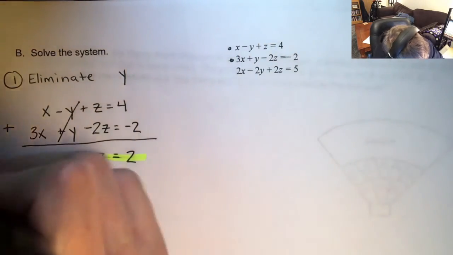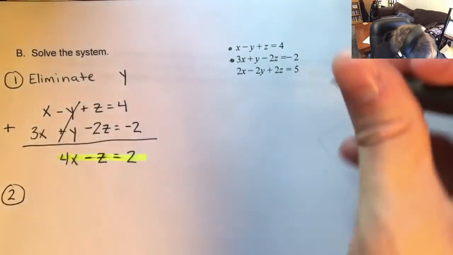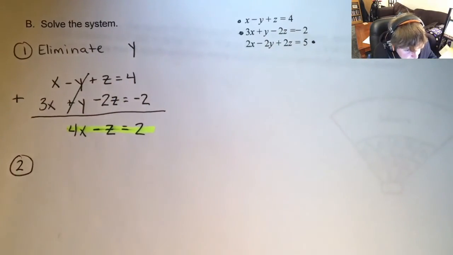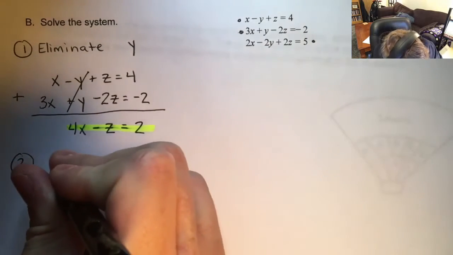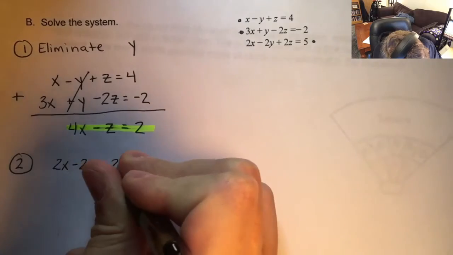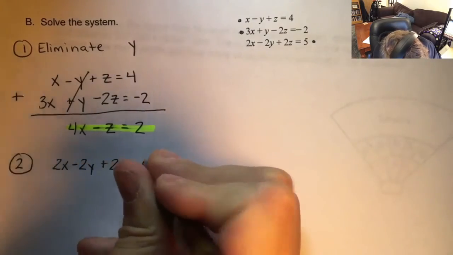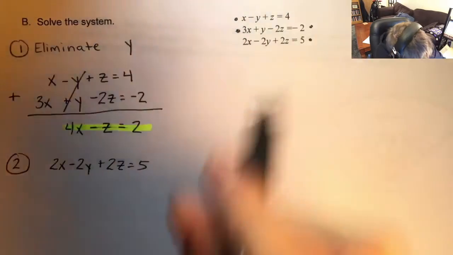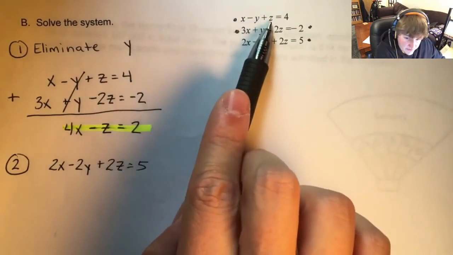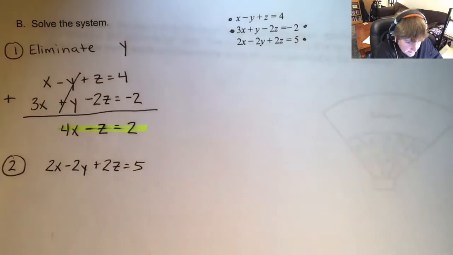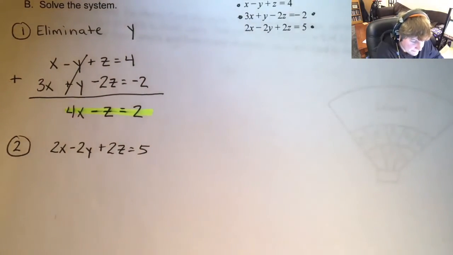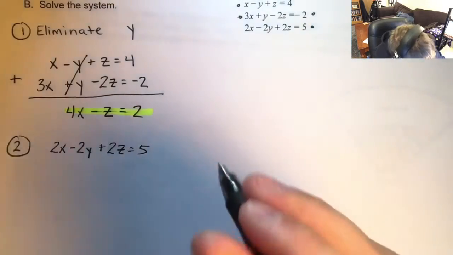Alrighty, we can go ahead and move on to the second step. I'm going to eliminate the y's again. I have to use this bottom equation, so that means I'm going to have 2x minus 2y plus 2z equals 5. And I'm going to use the middle equation here because this is a positive y. I just have to multiply it by 2. You could also use the other one, and that would be fine, but you'd have to multiply by negative 2. Differences are pretty minor there, so it doesn't really matter.